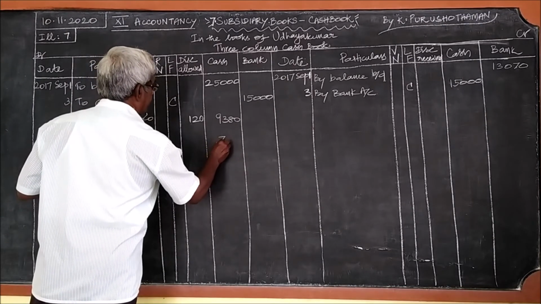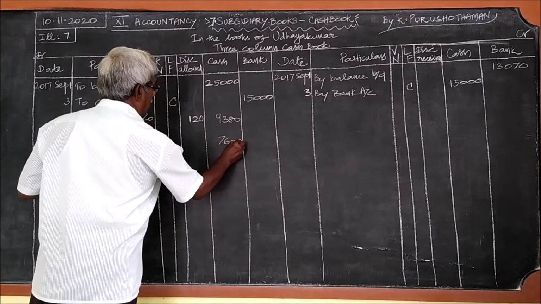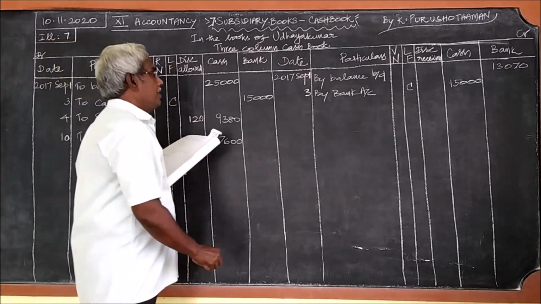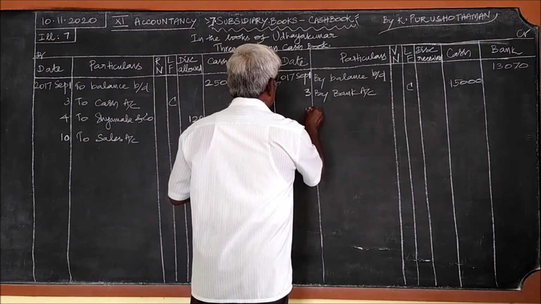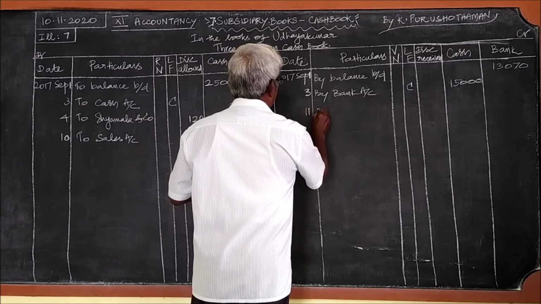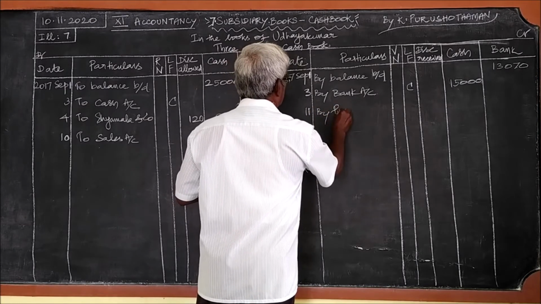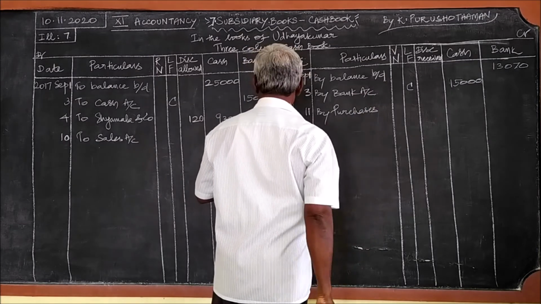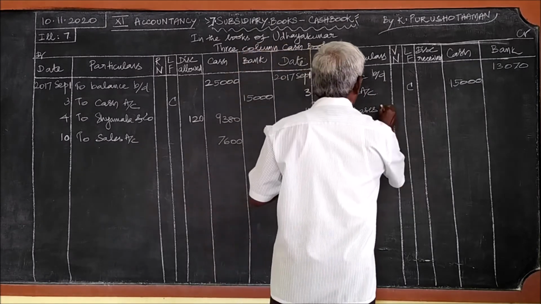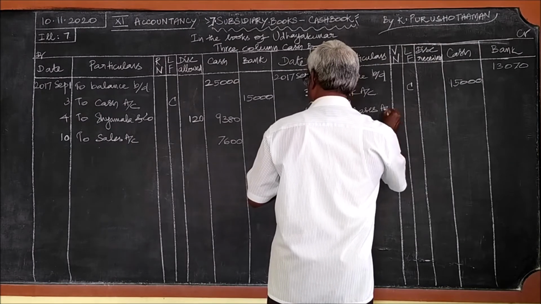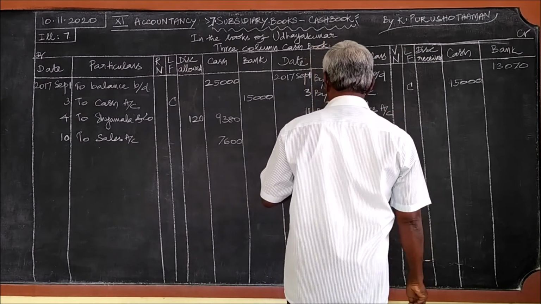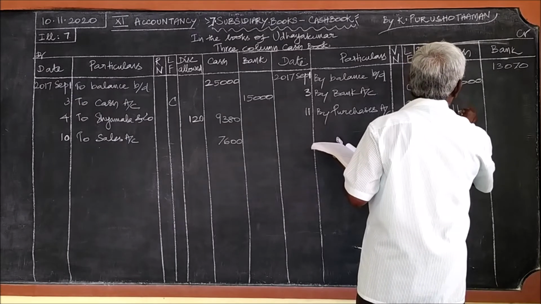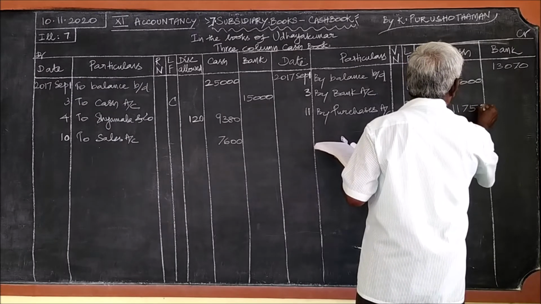7,600 cash received. Then cash purchases, this is on 11th, by purchases account. Goods are purchased for cash, by purchases account, 11,750.